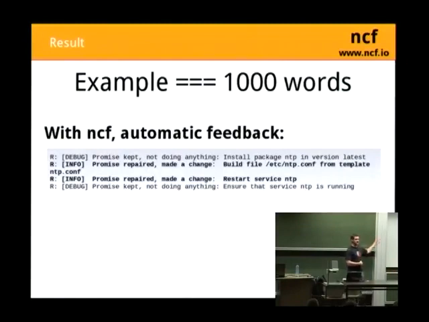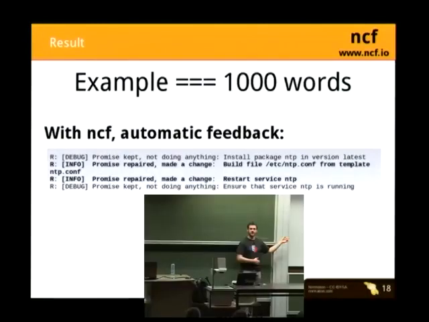Basically, you get 1 line for each of those promises we saw earlier. The top one is saying the promise was kept: the package NTP is already installed, we don't need to change anything. Cool. Lines 2 and 3 are saying the promise was repaired, something changed, so we actually edited the config file, it was not up to date, and therefore we restarted NTP. And then the final promise checked that NTP was running, and it was running, fortunately, since we just restarted it.